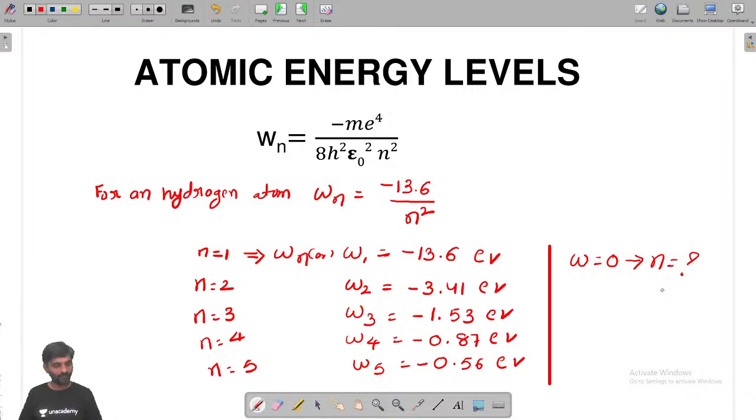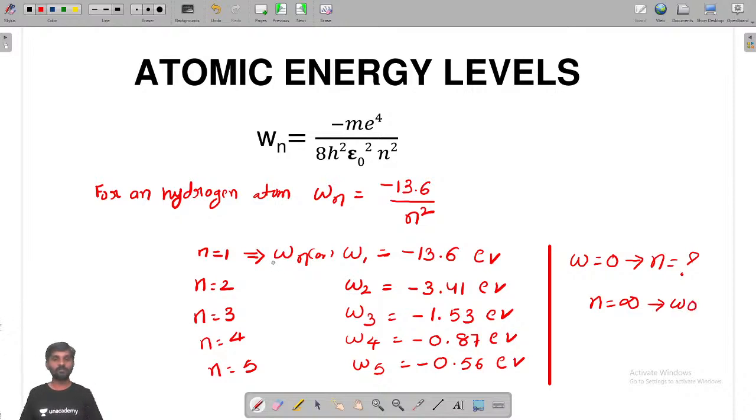What should be the value of n? Okay, I will tell. As n is in the denominator, if W has to become 0, n has to be infinite. So for n equal to infinity, the W becomes 0.